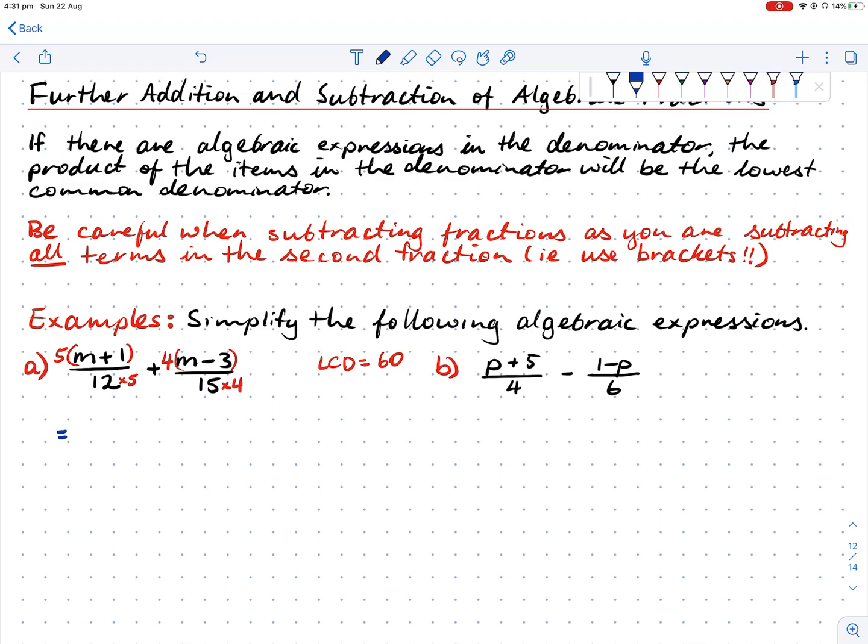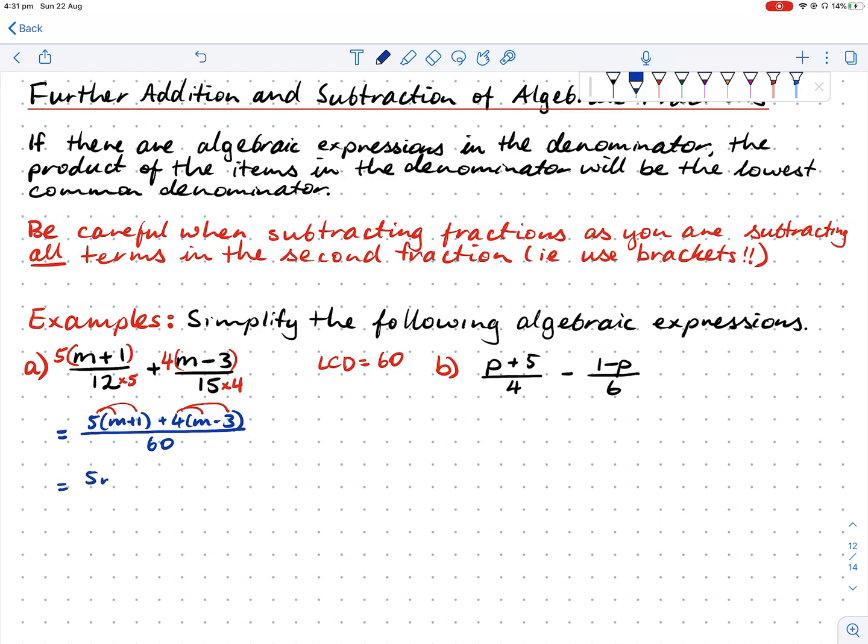When I write it out, we're going to have two fractions over 60. Now I'm going to write this all into one fraction with the brackets in it. We have the 60 in the bottom, and what we've got is 5 bracket m plus 1 plus 4 bracket m minus 3. If you want, you could write it as two separate fractions, and then when you put it together, you just need to combine all of that numerator into the top of your fraction. What we're then going to do is expand each of those brackets and then also simplify.